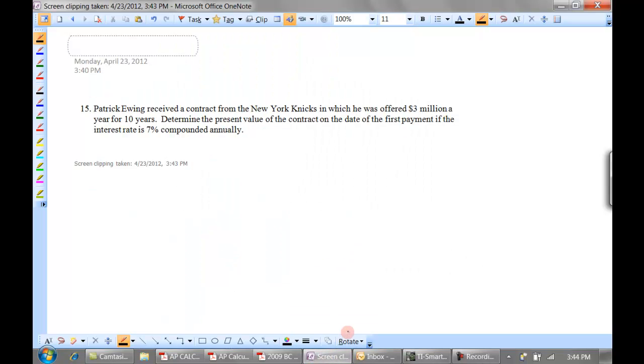Alright, so we are going to talk a little bit about present value. And present value has a lot to do with a geometric series.